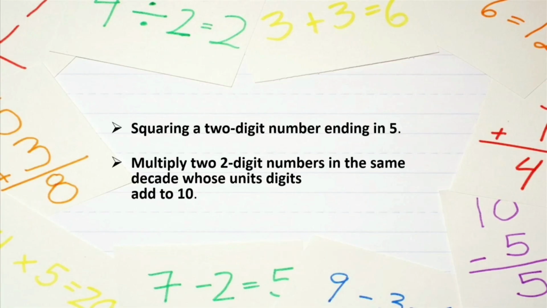And for today's video, I'm going to share with you how to square a two-digit number ending in 5 and how to multiply two two-digit numbers in the same decade whose units digits add to 10 without using a calculator. Okay, are you guys ready? Let's start.